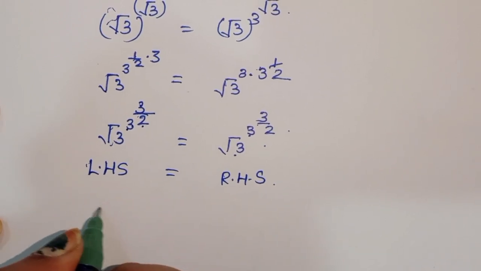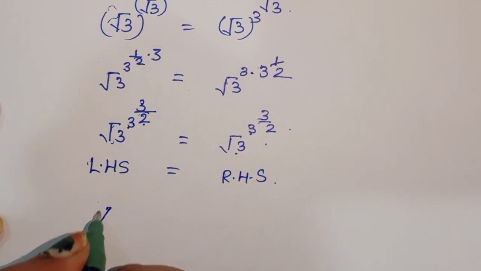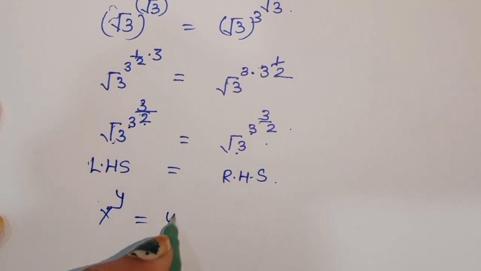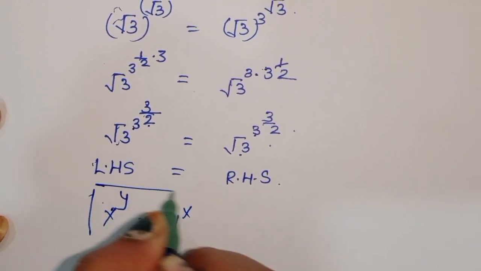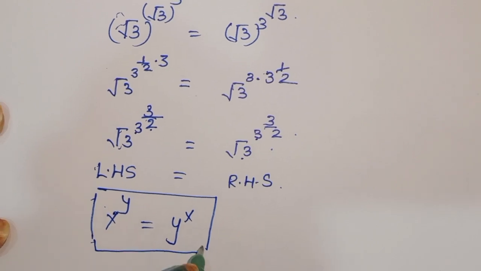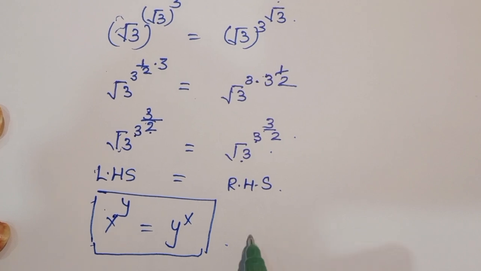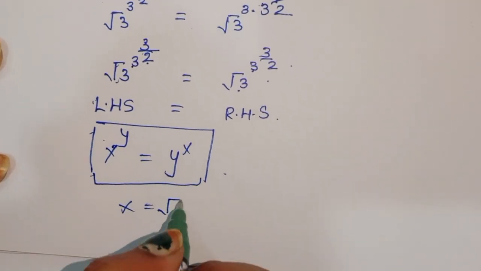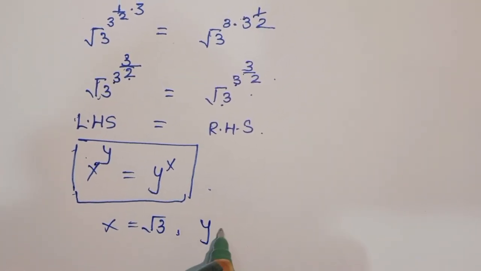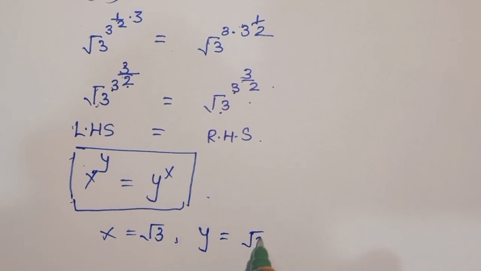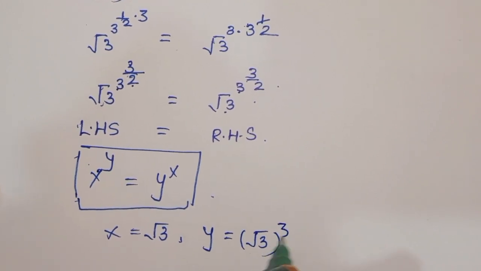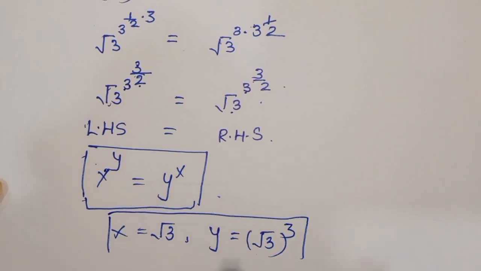So x power y is equal to y power x is proved here. And the value of x is equal to square root of 3, and the value of y is equal to square root of 3 raised to 3. This is the solution.